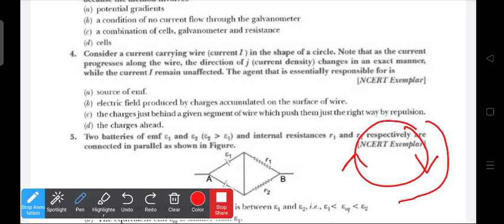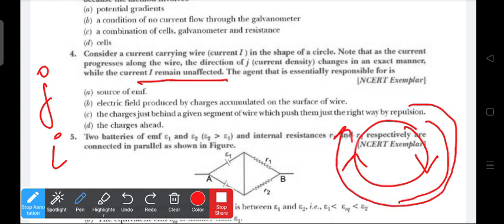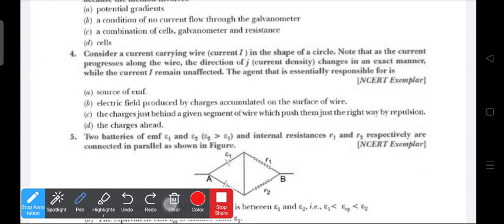Now, two things are changing. One thing is changing, that is current density, while the other thing, current I, remains unaffected. But the question also says that when I move progressively in the wire, my current is increasing. The agent that is responsible for this is. As per the question, if I read the answers, source of EMF could not be the answer. The charges just behind a given segment of wire push them just the right way by repulsion. The charges ahead, option D.